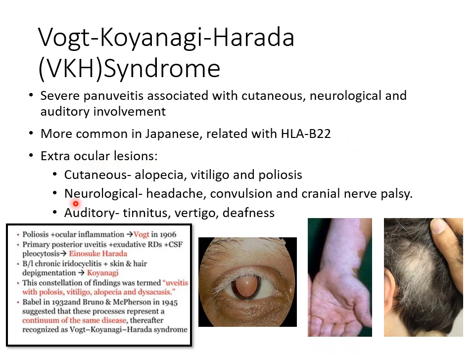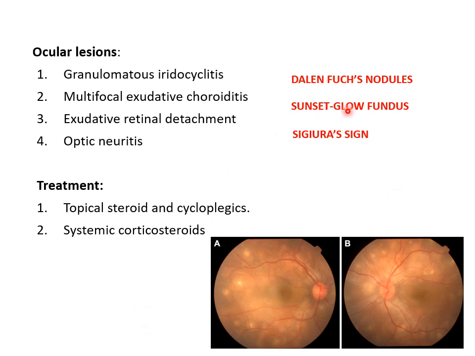And I already told you, these are the extraocular lesions. What about the fundus lesions? Here again, you'll find Dalen-Fuchs nodules. You see these nodules over here? These are the Dalen-Fuchs nodules. The condition is bilateral, so there is a bilateral pan-uveitis. Multifocal exudative choroiditis, exudative RDs, optic neuritis.